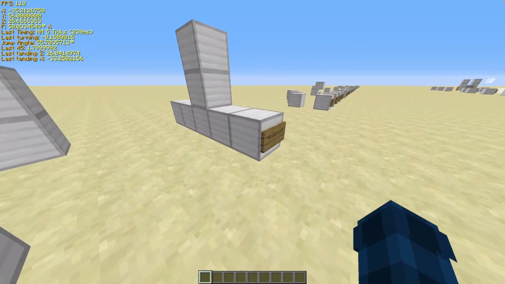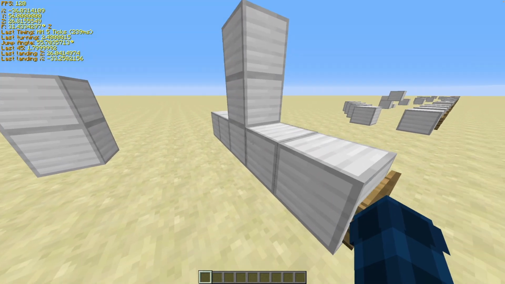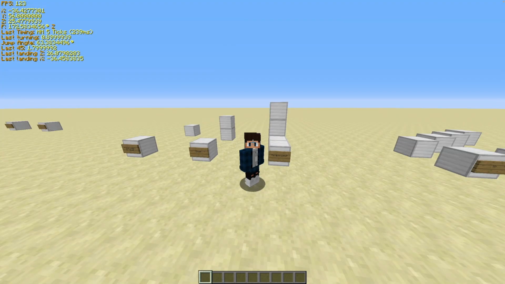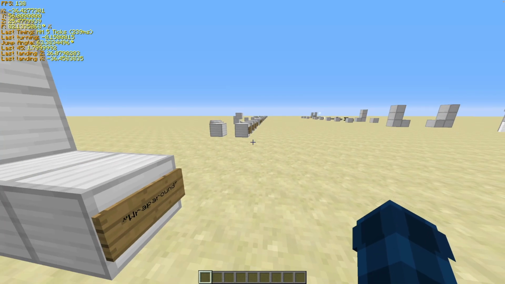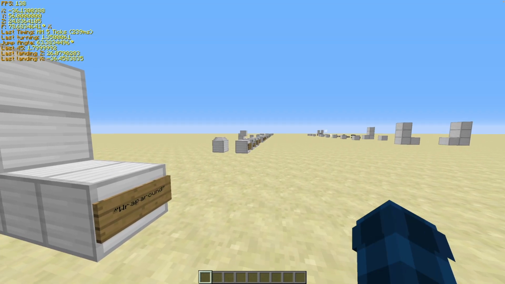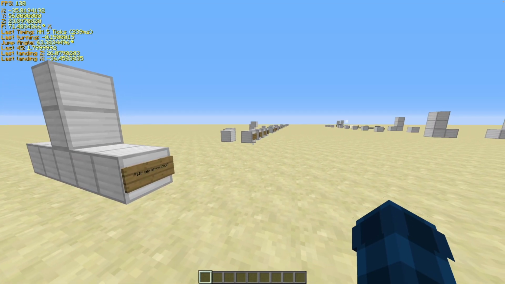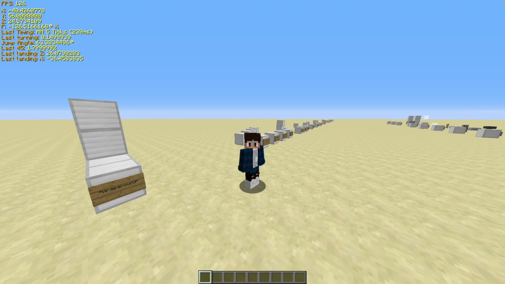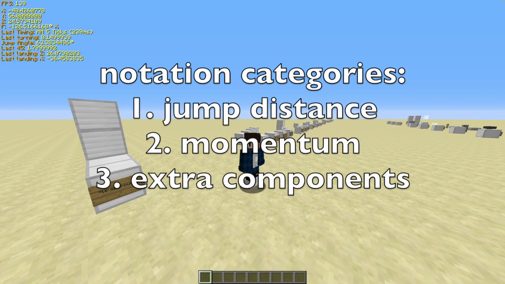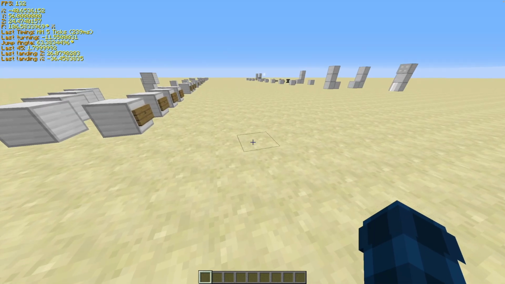And one of my personal favorites is when they call this jump a wraparound. It's funny seeing all these variations of names that people make up, but it's important that we standardize this sort of thing. And for the remainder of this video, I'll be introducing you to the commonly used system for jump notation. I've split portions of the notation into 3 different categories to introduce to you separately, which are the distance of the jump, the momentum, and the extra components. So let's start with the jump distance.